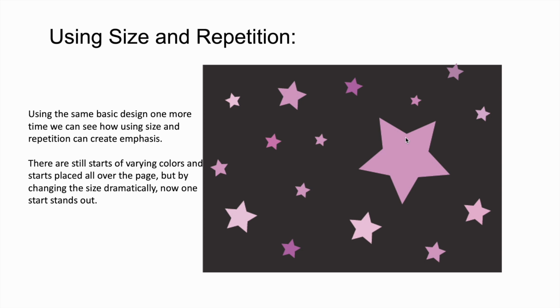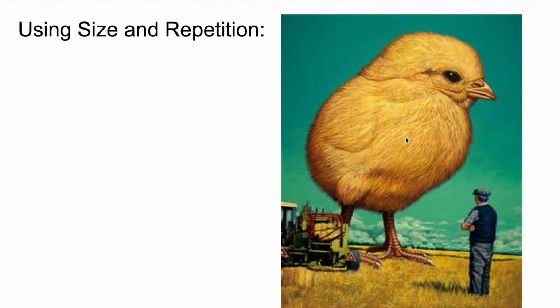Sometimes you could just use size, like this ridiculous artwork has just a super large chick. So you're going to want to look at that chick more than anything else because it's just super large. So you don't always have to have repetition, but sometimes they go together, sometimes they don't.